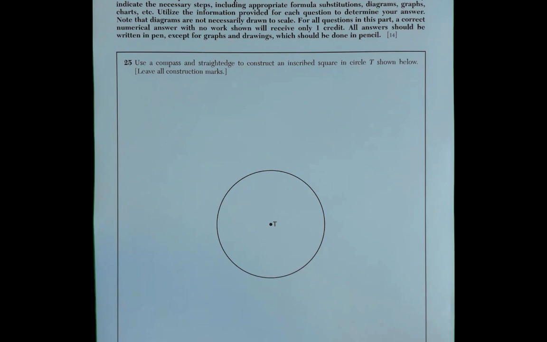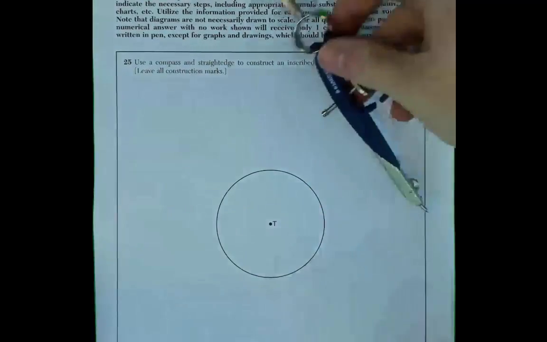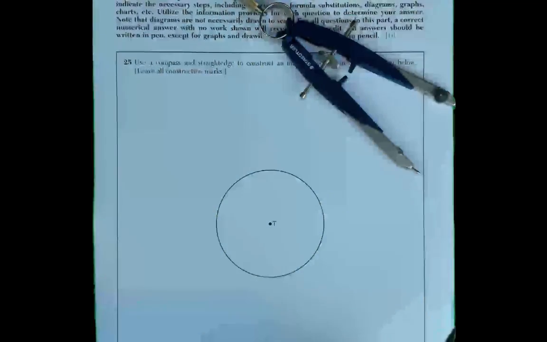All right, so here is number 25 from the June 2015 Regents exam, and this is the construction. The question says, once again, use a compass and straight edge to construct an inscribed square in circle T shown below, and of course, leave all construction marks. So this is just for people who do not like the computer software that I use and just want to see more of a hands-on construction. So the first thing that you need is, of course, a compass, and you need a straight edge.